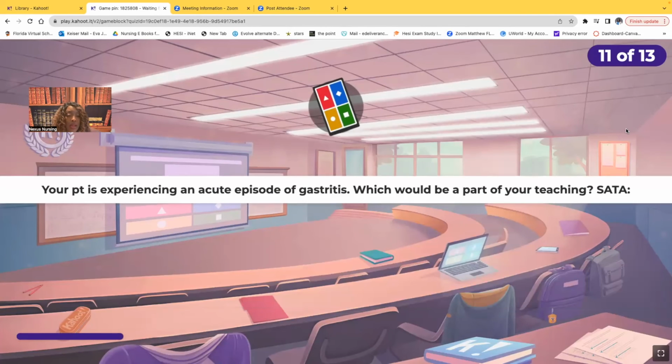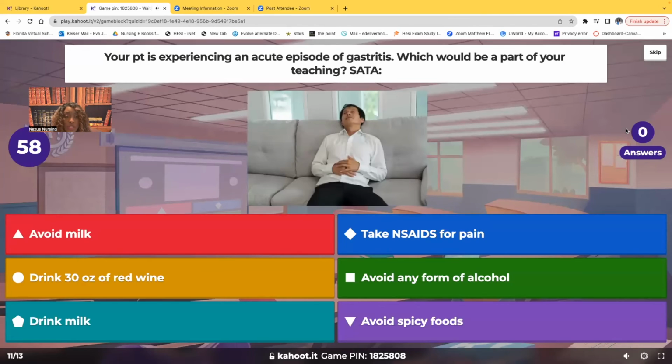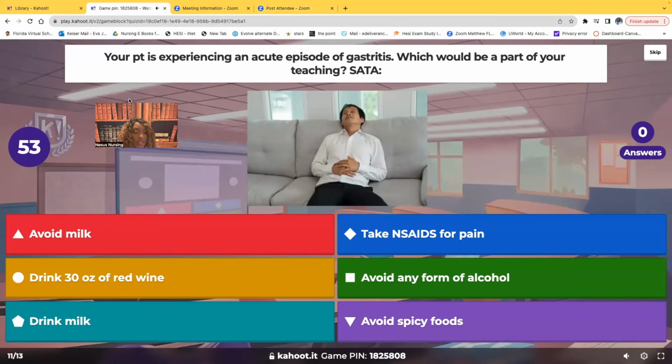Select all that apply. Your patient's experiencing an acute episode of gastritis. What is going to be part of your teaching for this type of patient? And here are your choices. You're going to teach them to avoid milk, to take NSAIDs for the pain, to drink 30 ounces of red wine, to avoid any form of alcohol, to drink milk, to avoid spicy foods. Your patient has an acute episode of gastritis. What are you going to teach them? This is a select all that apply. There's more than one answer.